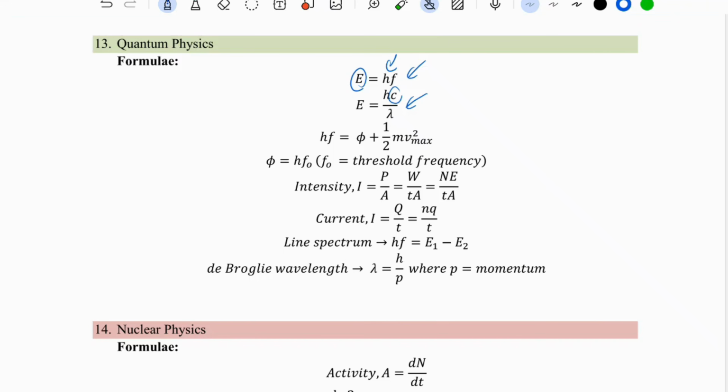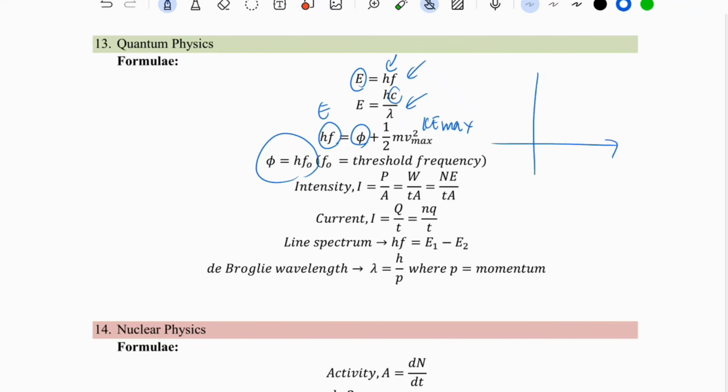Next one we have hf equals minimum work done plus half mv squared max. What do I mean? This is maximum kinetic energy. hf ideally means your energy. So this is something you have to know as well. And next one we have this formula. So how does this formula come?